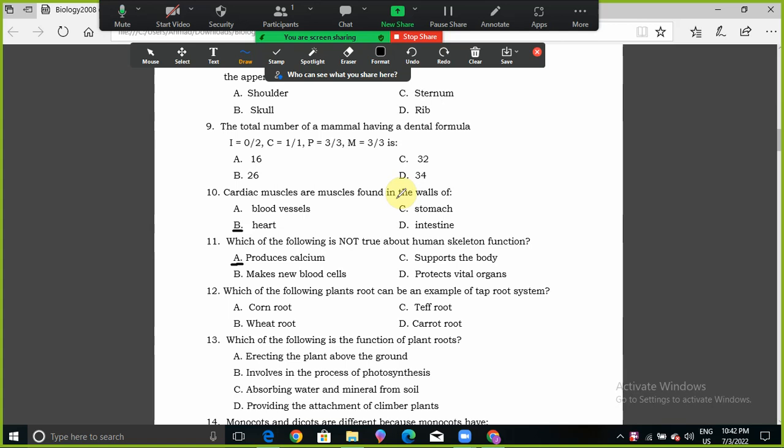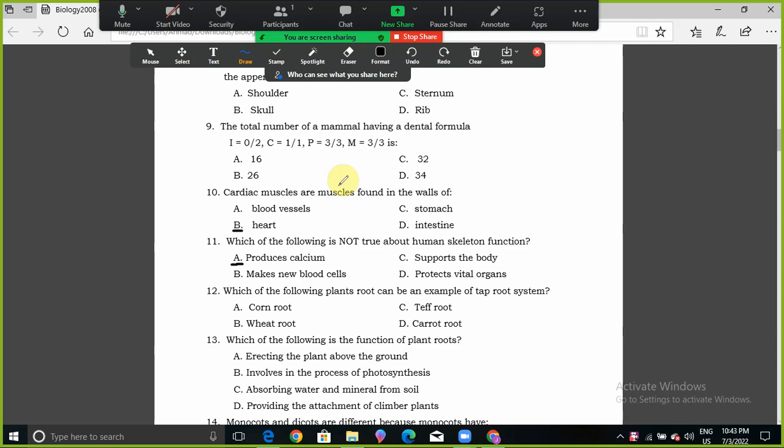It supports the body and gives us our distinctive shape. Without our skeleton, we would look more like a slug, right? It allows us to move in particular ways, and it also makes new blood cells to maintain a healthy bloodstream. So the correct answer that is not true about the function of the human skeleton is produces calcium.